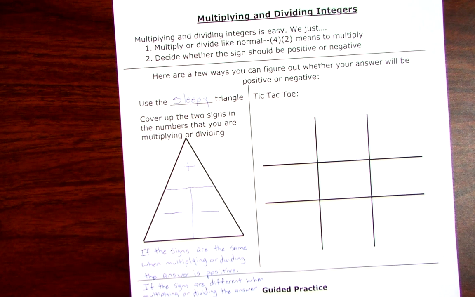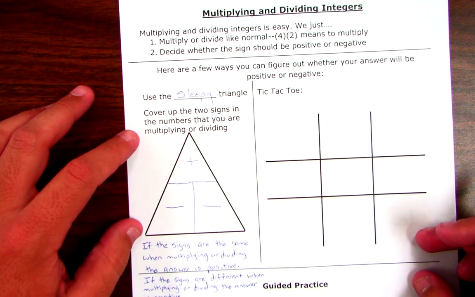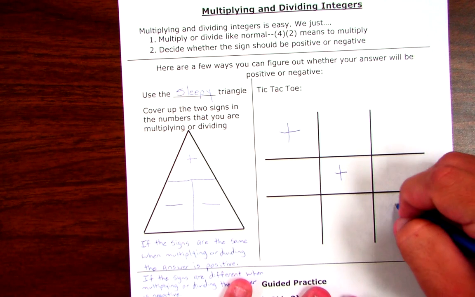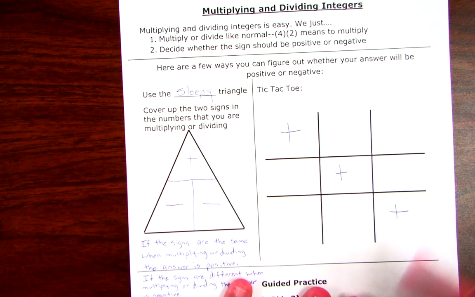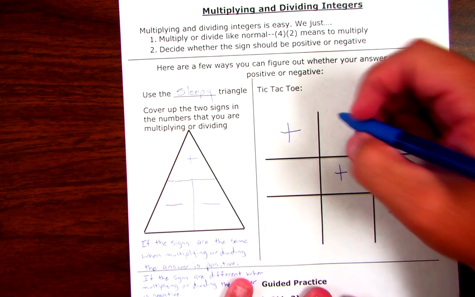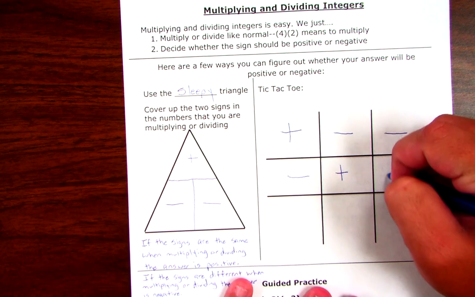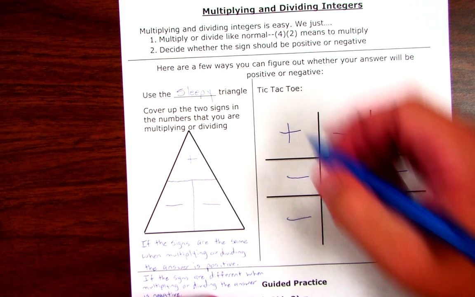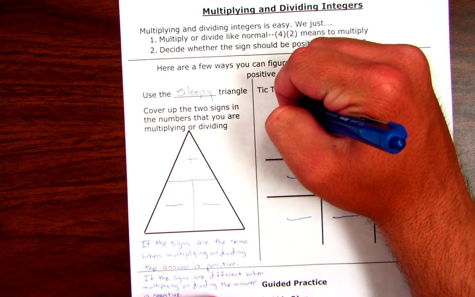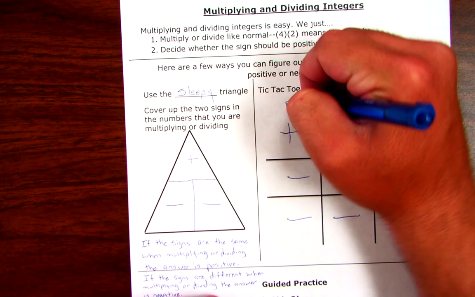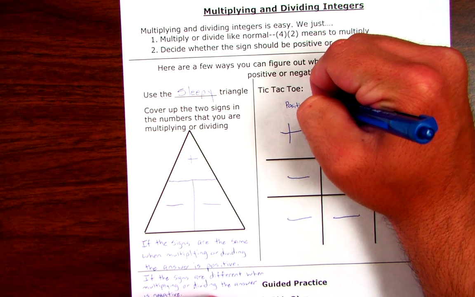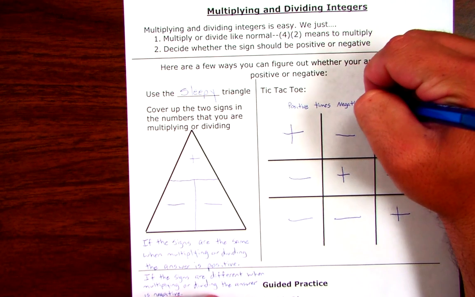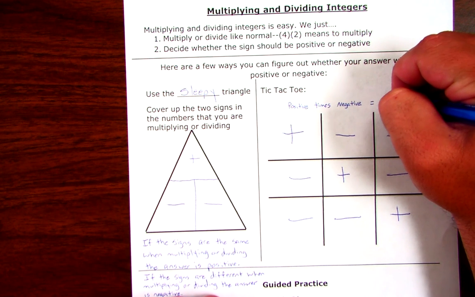Now, some of you are like, well, I don't quite get the sleepy triangle. Well, there's another one. It's called tic-tac-toe. Right there diagonally are all my positives. Everything that's blank is a negative. The way it works, a positive times a negative equals a negative answer.